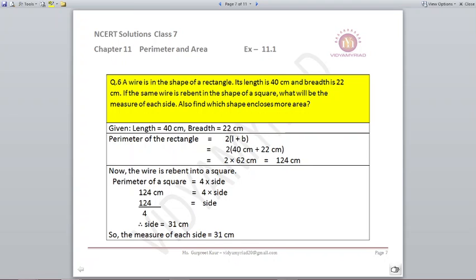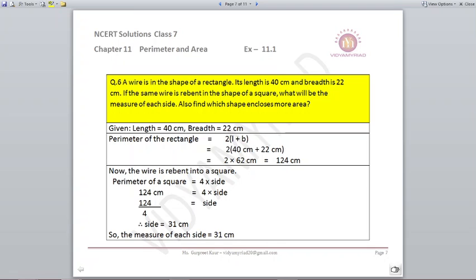So according to the information, we have length 40 centimeters, we have breadth 22 centimeters. So we will find out the perimeter of a rectangle, that is 2 into (L plus B), because we know that we have a wire and the wire is made in the shape of a rectangle. So that means we have a perimeter with us. So 2 into (length 40, breadth 22) comes out to be 124 centimeters. So this is the perimeter of a rectangle.